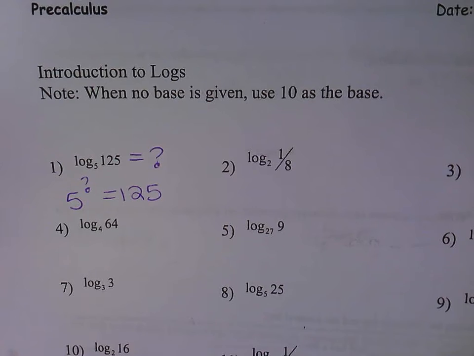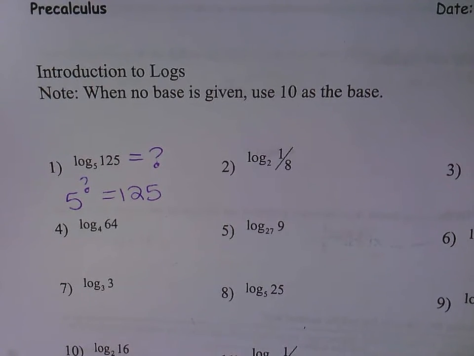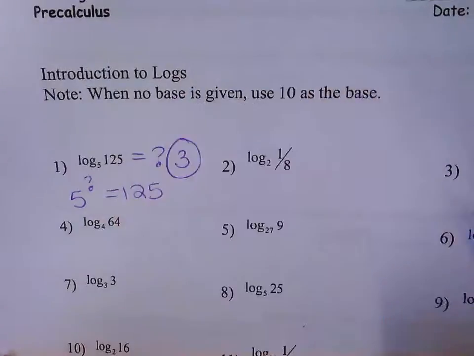So you need your exponent rules. That's 5 cubed is 125. So see how we started to memorize kind of those power families? So the answer to number 1 is just 3 because 5 cubed is 125.